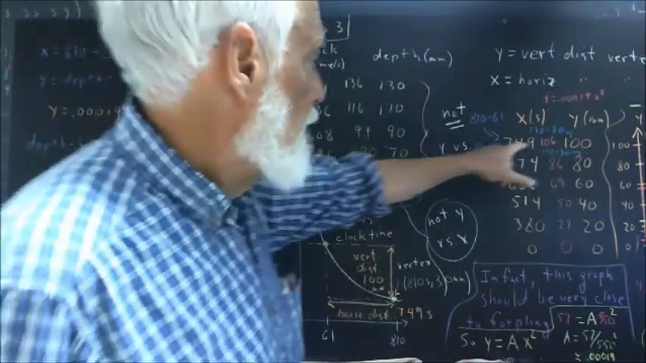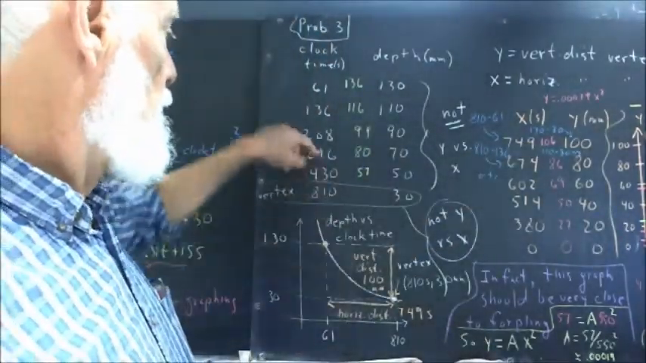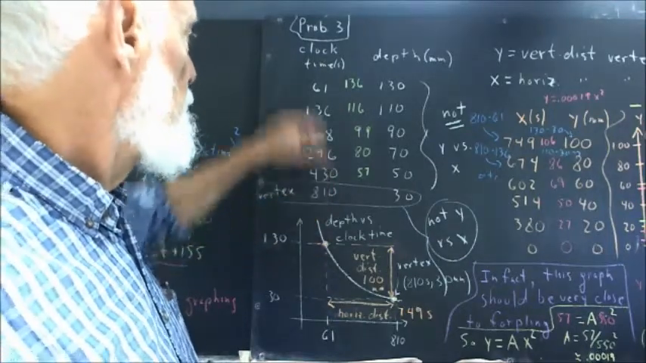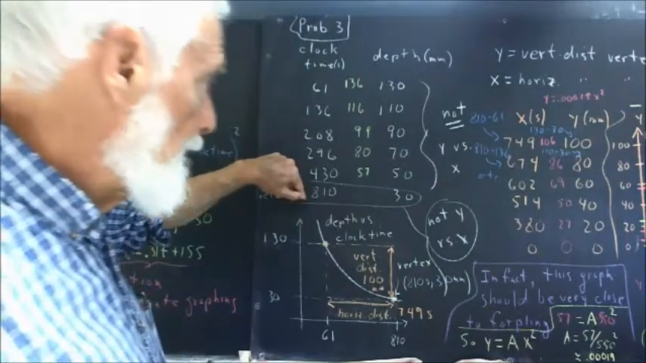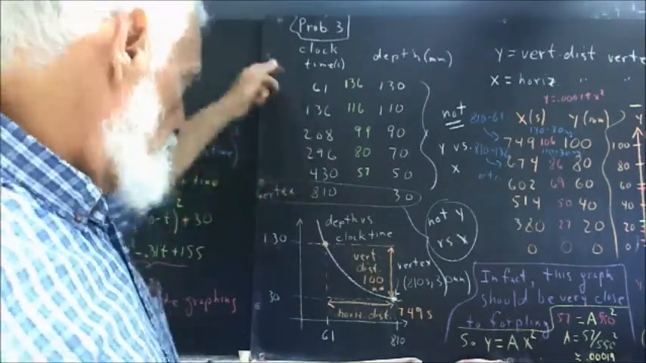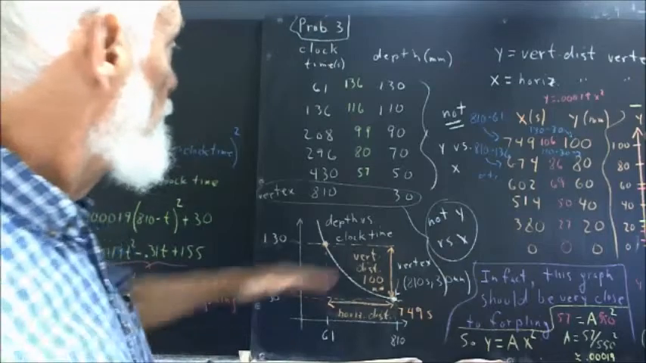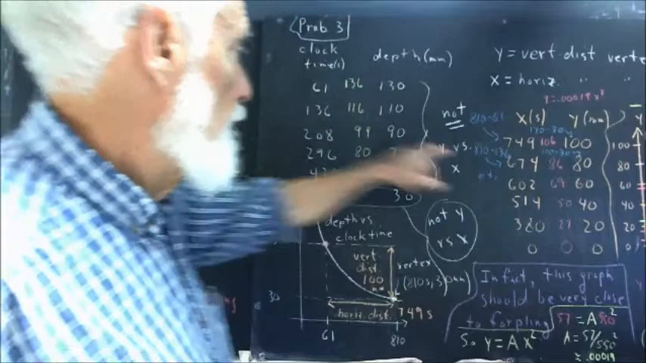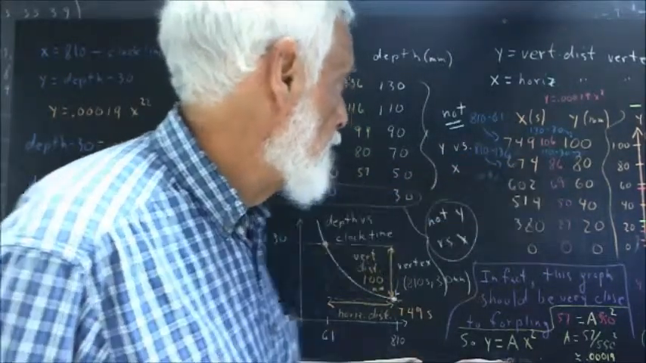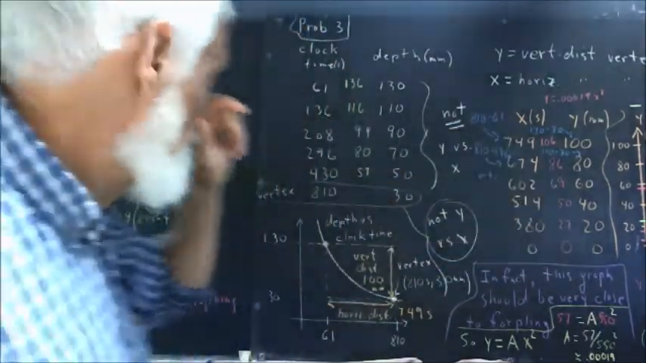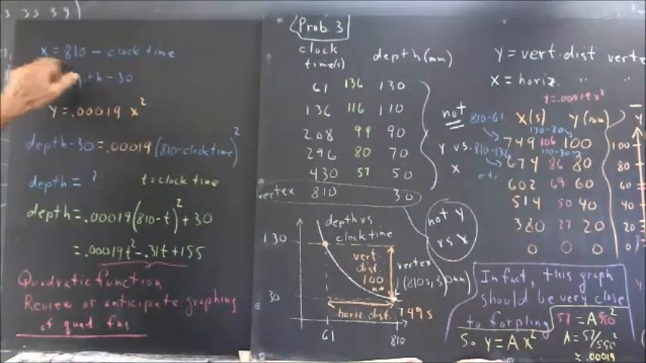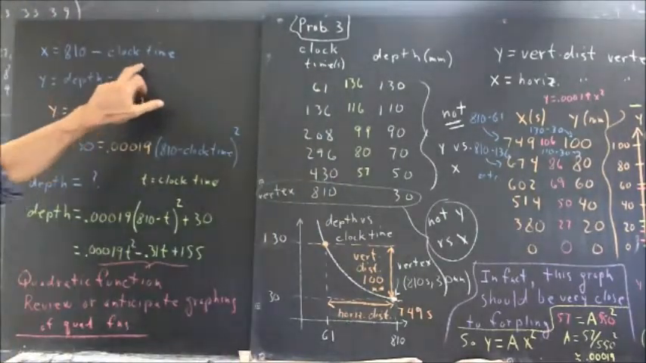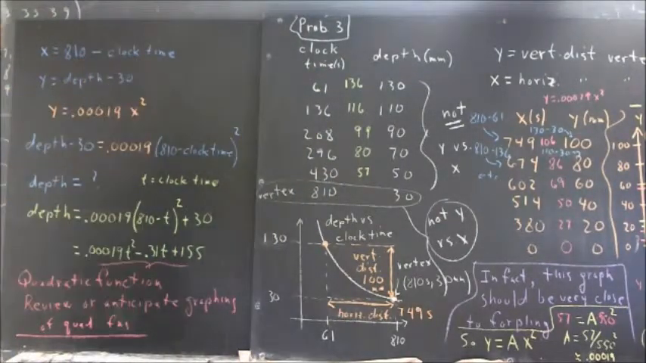If you think about what we did to get these numbers, we took the 810 here, we took the 61 here and subtracted it from 810 to get the x distance. We then subtracted 136 from 810 to get the y distance, 674. And we did that in every case. So that x in every case is 810 minus this number being the clock time. So we can say x is 810 minus clock time.